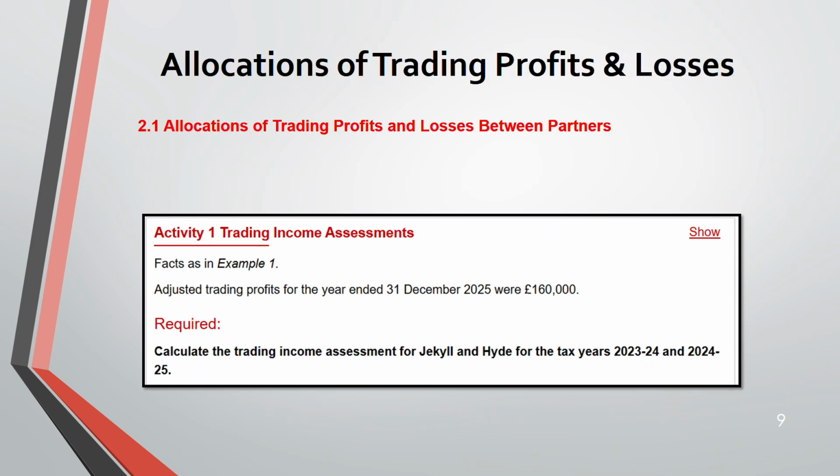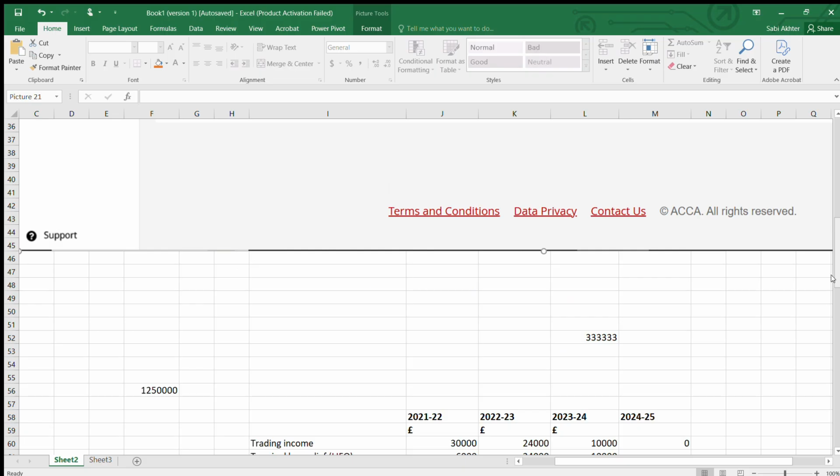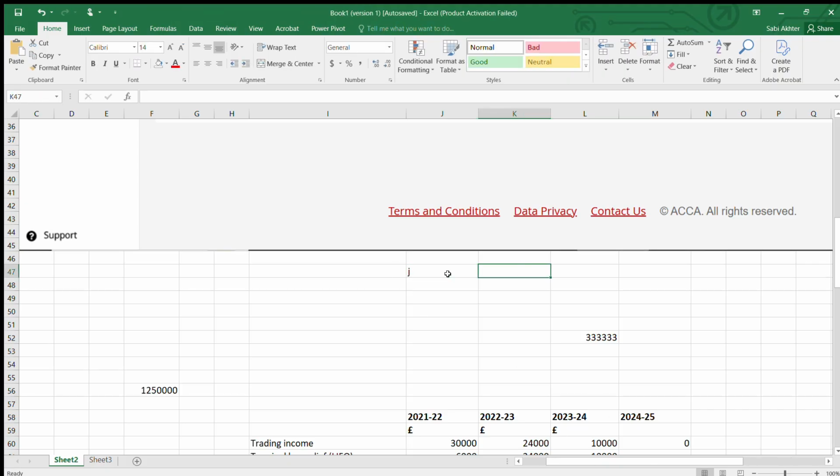So now let us do activity 1 based on facts from example 1. Adjusted trading profit for the period ended was 160. So calculate the trading income for the tax years 23-24 and 24-25. So from our previous example 1, let us draw the two partners, J and H, and the total allocation of their partnership profits.